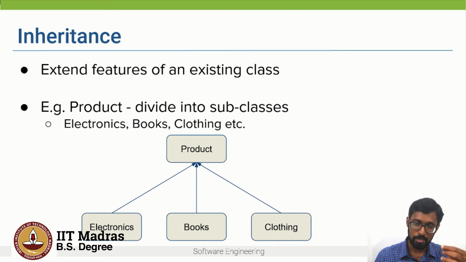For example, product is the base class. It can contain common attributes like the name, the type, the cost, etc. But books can be a subclass or a derived class which contains additional attributes or features like the name of the author, the publisher, number of pages, etc. So it is a specialized kind of product.